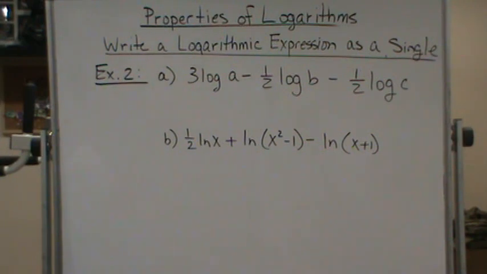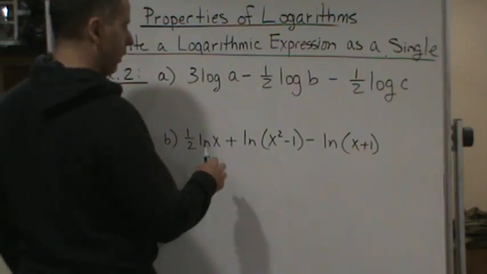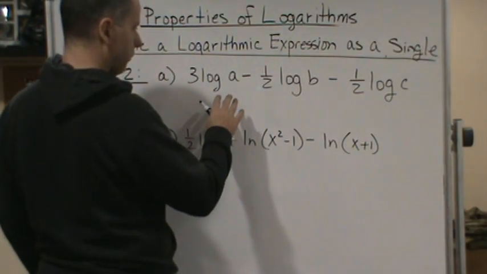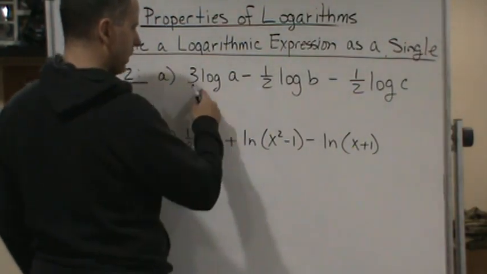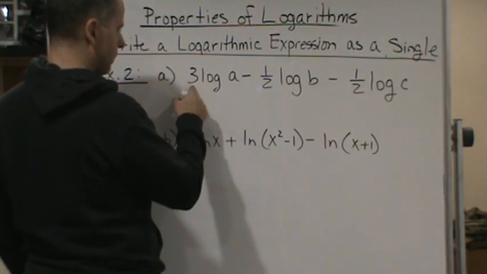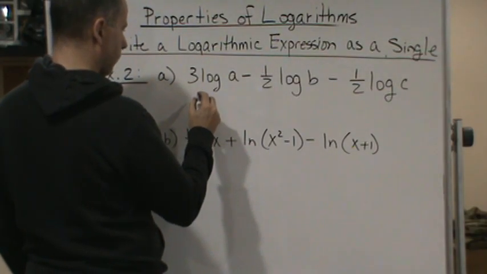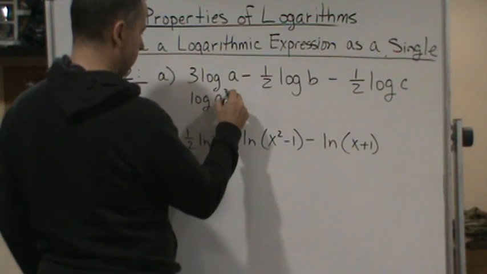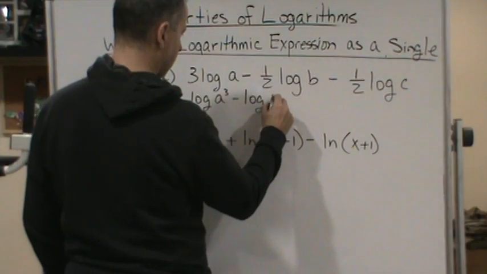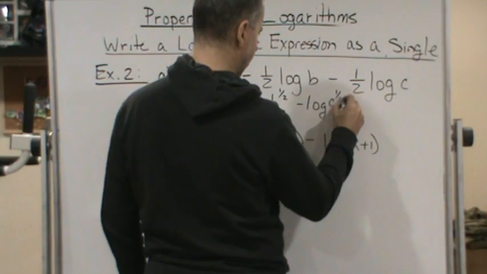All right, let's do another example of writing logarithmic expressions as a single log. So let's do A. Again, we're looking at combining all of these. Let's do it a different way. Let's write these as exponents. So this is going to be log of a to the third minus log of b to the 1/2 minus log of c to the 1/2.